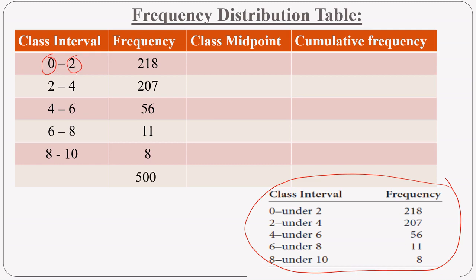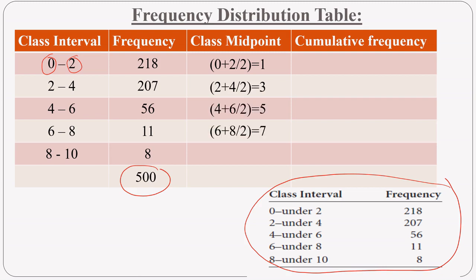So first we need to make the total of frequency. Then we will start the class midpoint. So the answer will be 1 for the first. The second it will be 3. The third one 5. The fourth one 7. The fifth one will be 9. And we need to calculate the cumulative frequency.